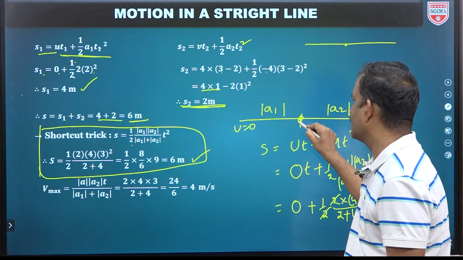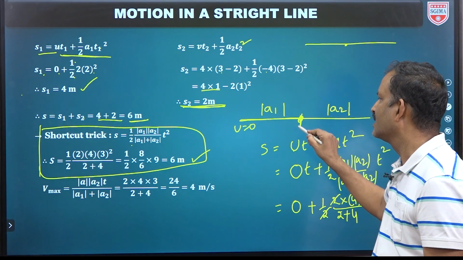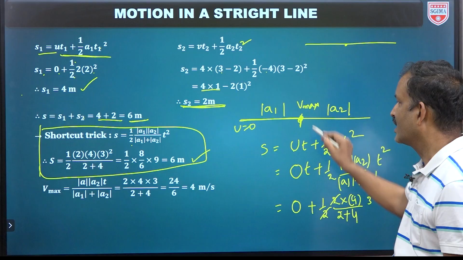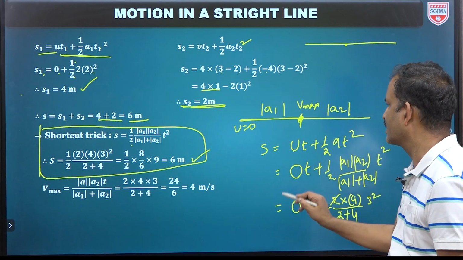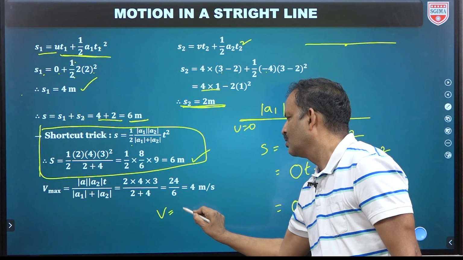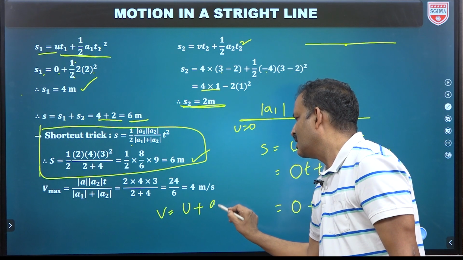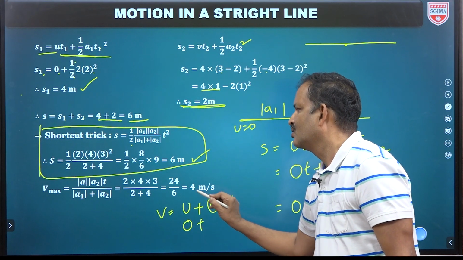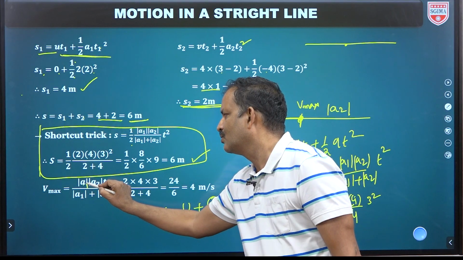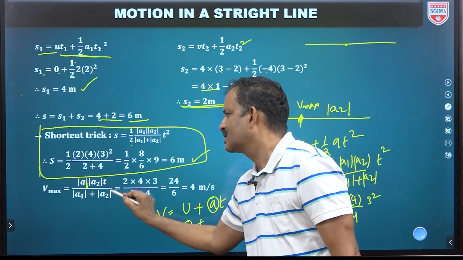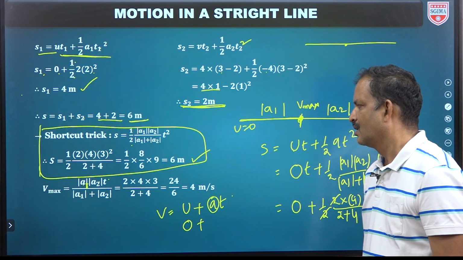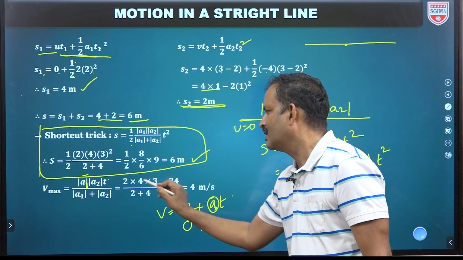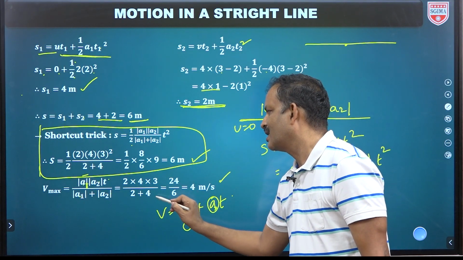Similarly, up to this point it is accelerating, so the velocity here is maximum. You can find that maximum velocity with a simple trick. v is equal to u plus at. u value is equal to 0. Instead of a, you write a1 a2 by a1 plus a2, into t. Directly you can write that one. Substitute the values, where t is the total time.